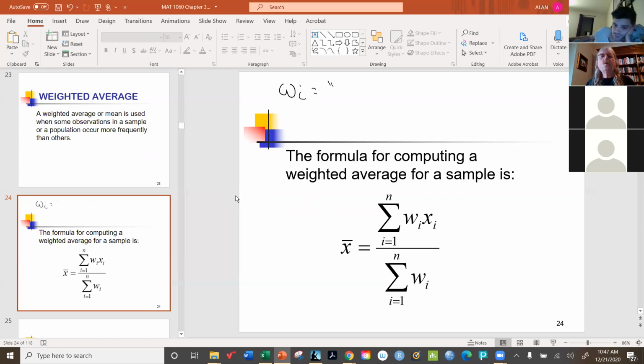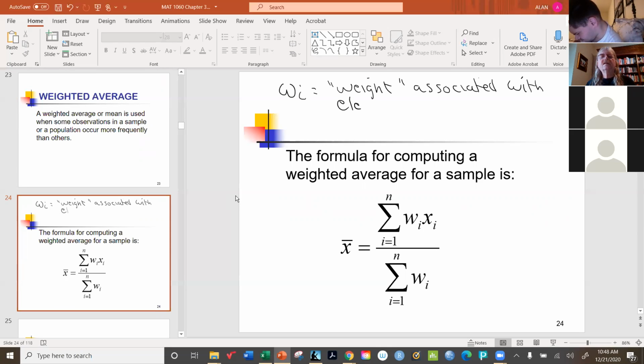This w_i is the weight associated with element x_i. What does that mean? This refers to the frequency of x_i in the data set.